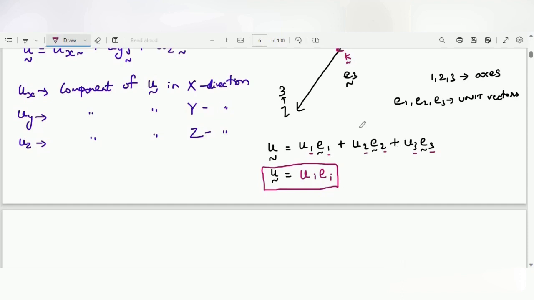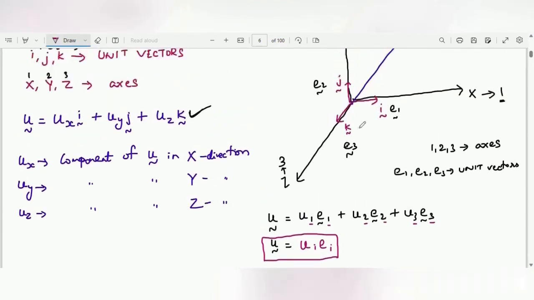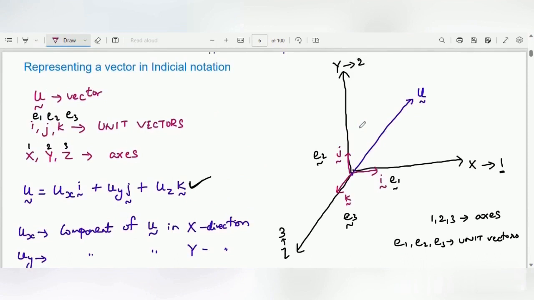Fine. So what we did is replace x, y, z by 1, 2, 3 and i, j, k by e1, e2, e3. We didn't change any of the physical meaning of representing a vector. It's still a vector only. We have just changed the way of representing the vector. Instead of x, y, and z, we name the axis system as 1, 2, and 3.